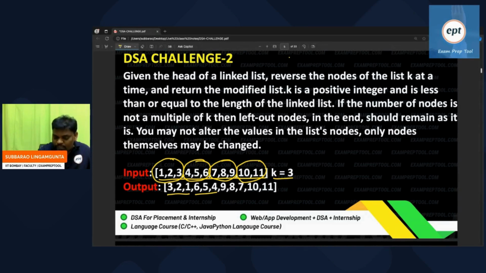So what you have to do is, the first one becomes the last one, so the next pointers should be linked like this. After reversing, the first one becomes the last one, so you should do the linking like this. After reversing, 4, 5, 6 becomes 6, 5, 4, and you have to connect it like that. The last group, as it is, you have to copy.